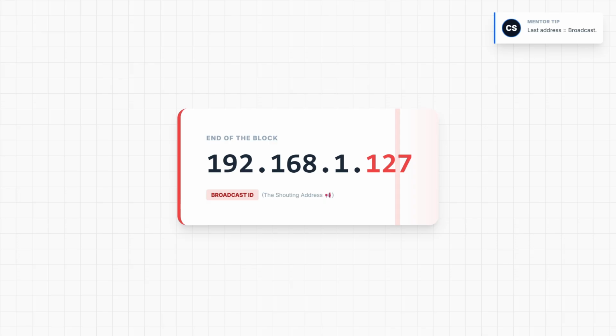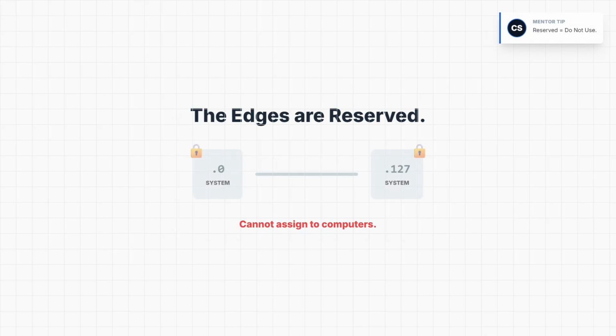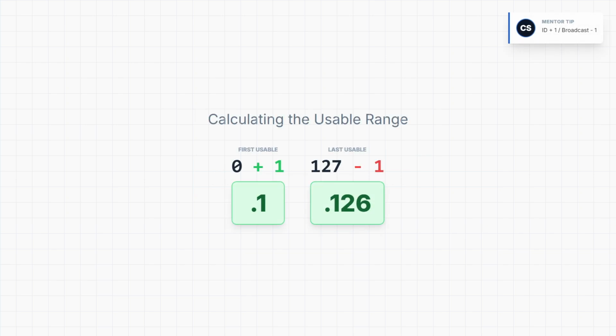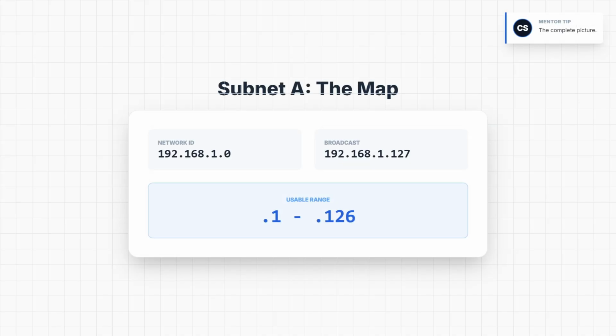Now that we have the start and the end, we can find the usable range. As we learned in the first video, you cannot assign the network ID or the broadcast IP to a specific computer. They are reserved for the system. So your first usable IP is one number higher than the ID. That is .1. Your last usable IP is one number lower than the broadcast. That is .126. That is the complete map of the first neighborhood.